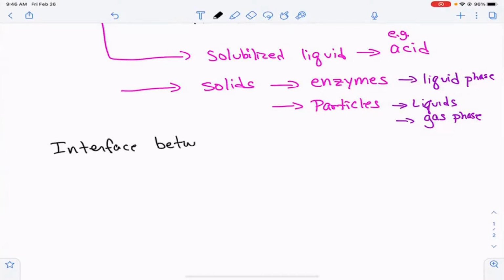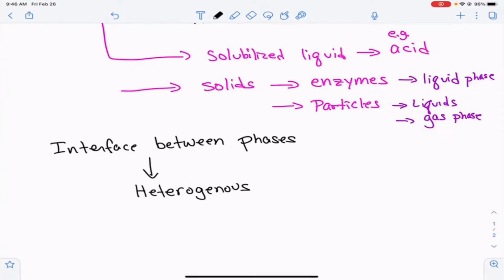between phases. And because there's two phases, or at least multiple phases, there could be more than two phases, we call these processes heterogeneous. And you might have heard the term heterogeneous catalysis. And that really just means the interaction of a catalyst with a solvent phase, whether that's gas, liquid, et cetera, and it's facilitating a reaction.